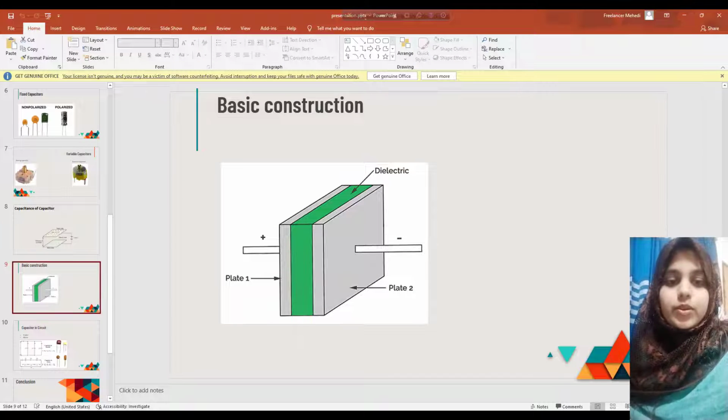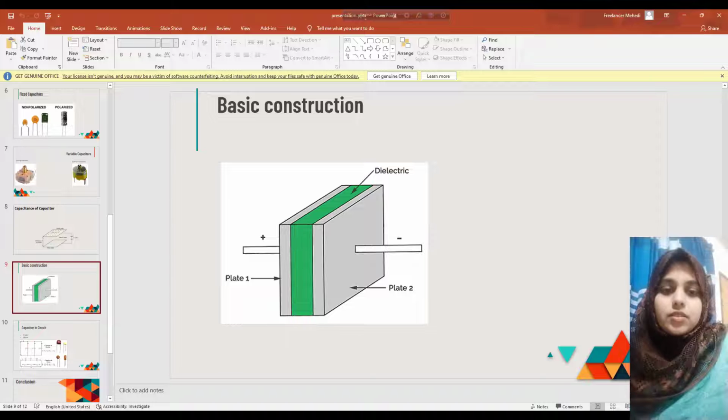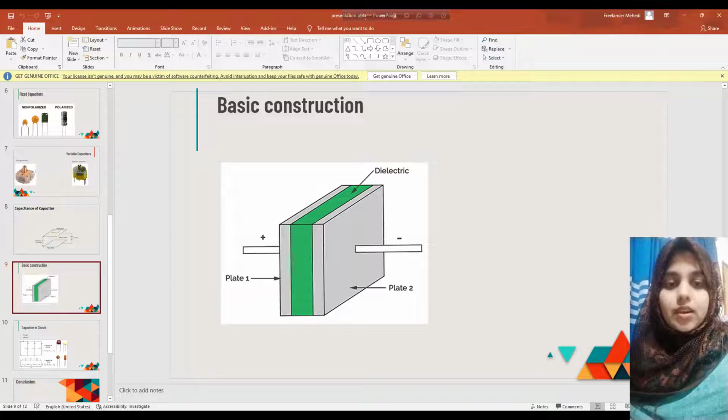The basic construction of capacitor. A capacitor is made of 2 electrically conductive plates placed close to each other, but they do not touch each other. These conductive plates are made of materials such as aluminum, brass, or copper. The empty space between these plates is filled with a non-conductive material such as air, glass, vacuum, etc. This material is called dielectric.